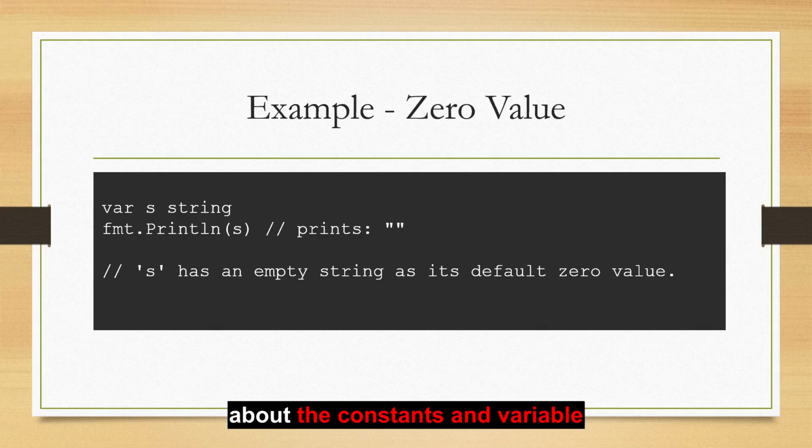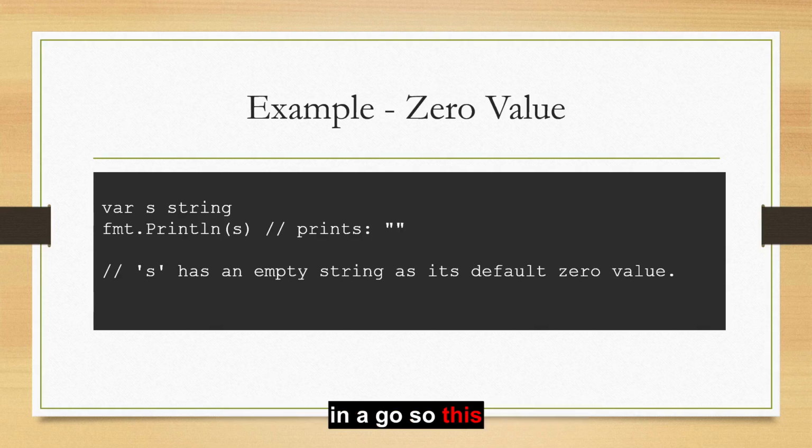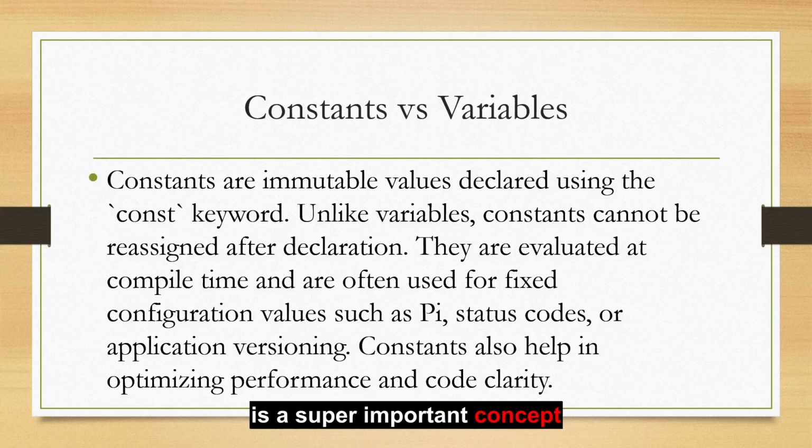So let's talk about constants and variables in Go. This is a super important concept that you will use in almost every program you write. So what's the difference? In Go, constants are values that are fixed. They do not change once they are set. You declare them using the const keyword. For example, think about the value of pi. It's always 3.14159, right? It doesn't change in your program, so you can declare it as a constant.